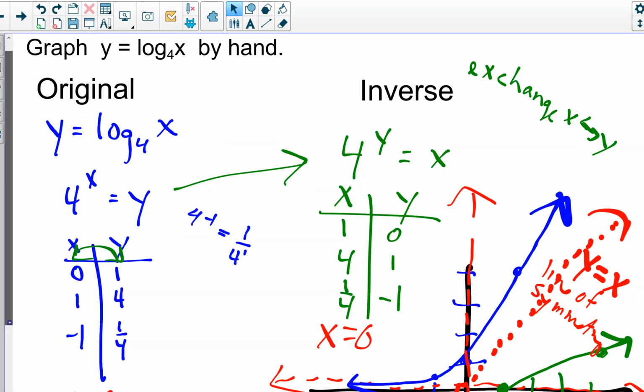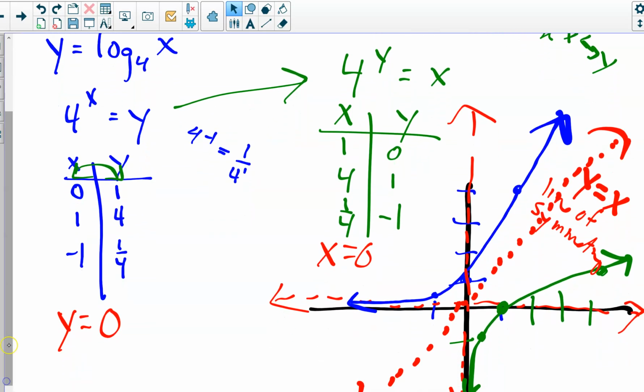So if you take a look at this one, as we were doing here, basically the y and the x changed spots. So I went over here and I changed them, and then I plotted the green. And anytime you have an inverse, there's this invisible line of symmetry at y equals x. So if you folded this at this dotted red line, the blue and the green would overlap each other. That's all that's saying there.